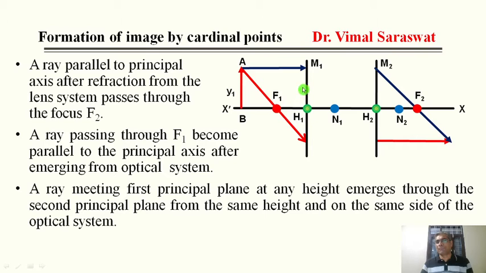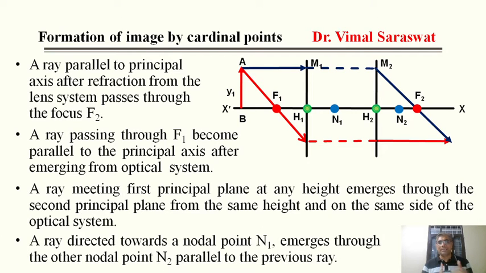So H1M1 is equal to H2M2, and it also passes through the same side of the optical system. So it passes from M2 to F2. It means in between these two principal planes, the ray becomes parallel to the principal axis.